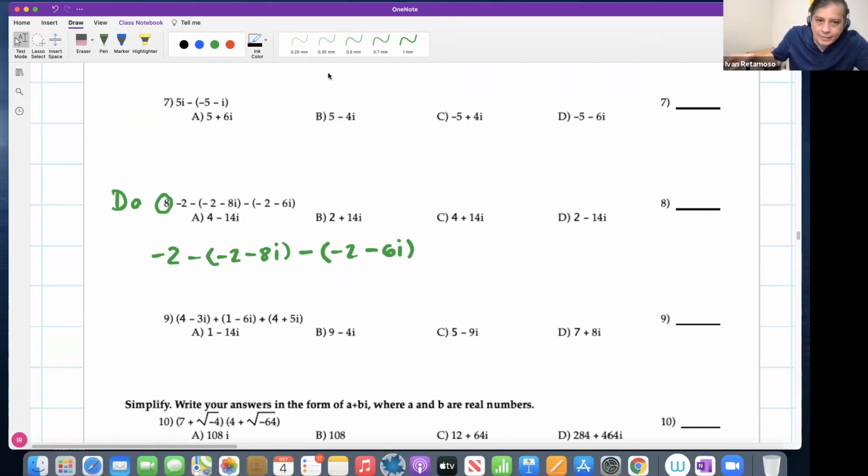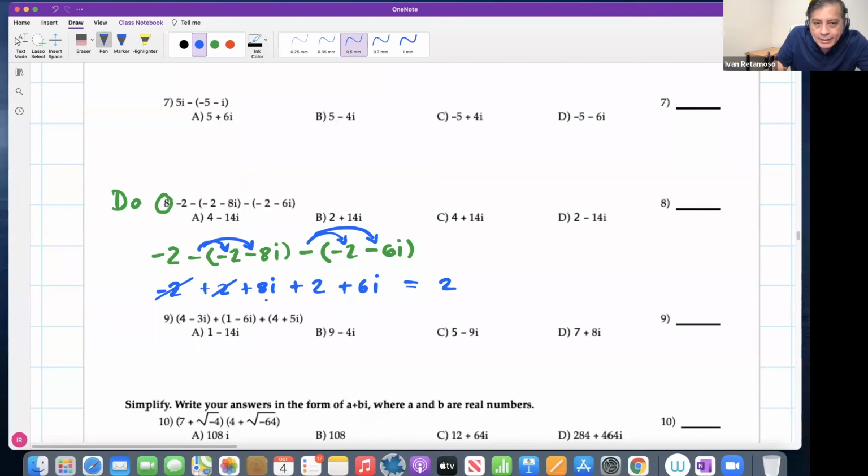Yeah, basically, we just simplify this. -2 here, minus times -2 plus 2, minus times -8 plus 8i, don't forget the i, minus times minus plus 2, minus times minus plus 6i. And then just combine like terms. -2 plus 2 is 0. There is just a 2 that stays, plus the sum of these two imaginary parts, 8i plus 6i, 14i. So the answer should be this one.